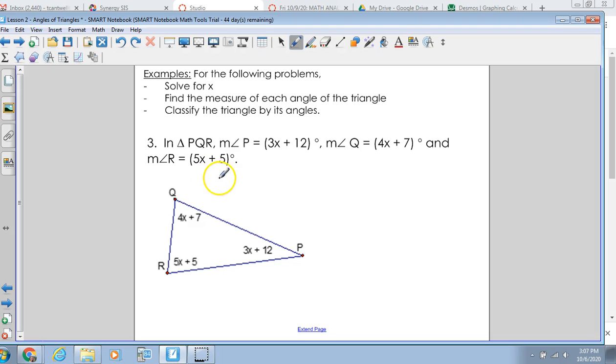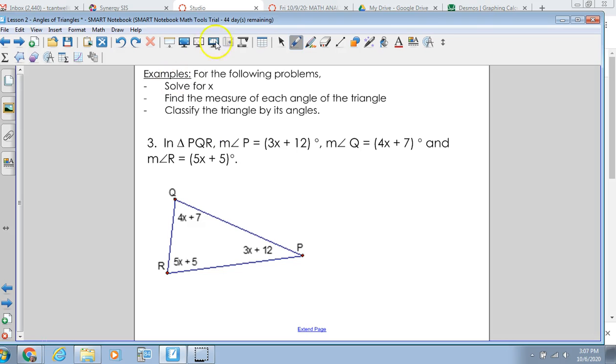So, in problem number 3, we have triangle PQR. That's the symbol for a triangle, a little triangle PQR. The measure of angle P is 3x plus 12, which we have down here. The measure of angle Q is 4x plus 7, which is right here. And the measure of angle R is 5x plus 5. We could do this problem with a picture or without a picture, but what we know is that the measure of all three angles add up to be 180 degrees.